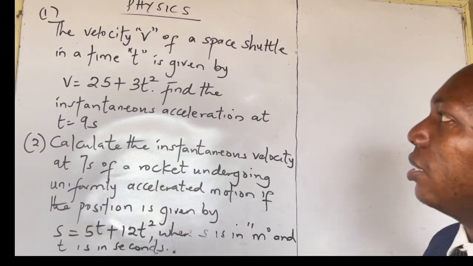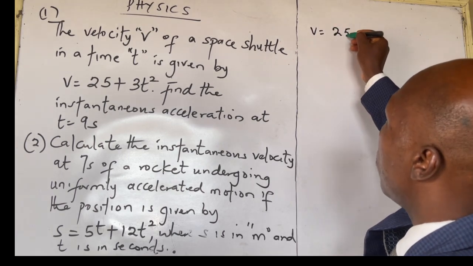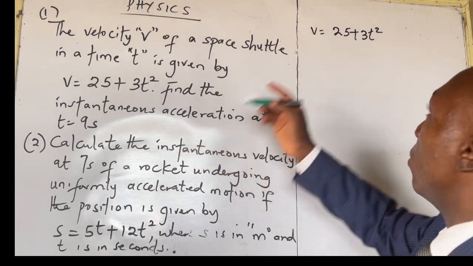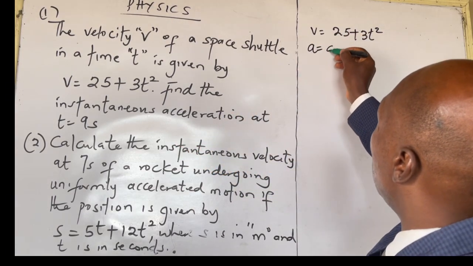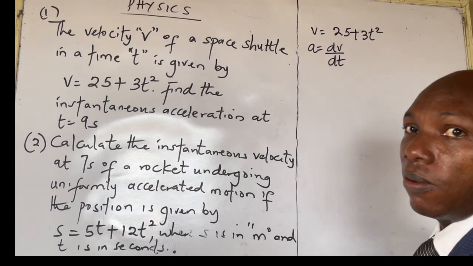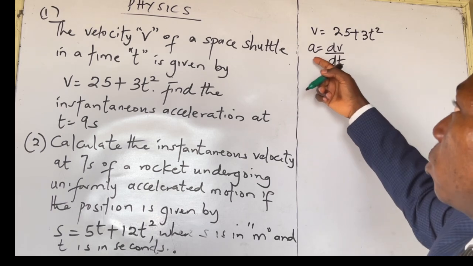So we are given the question here. We have v equals 25 plus 3t squared. We have to find the acceleration. Acceleration is change in velocity over change in time, dv over dt. When you differentiate velocity with respect to time, it's going to give you acceleration.